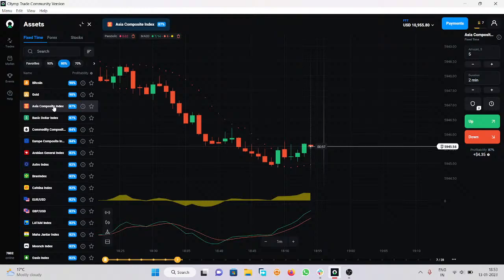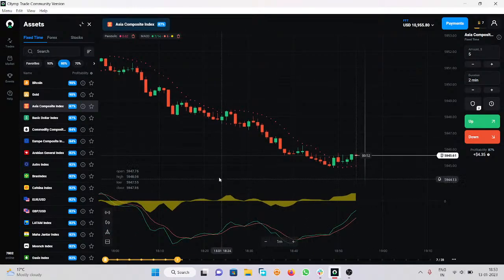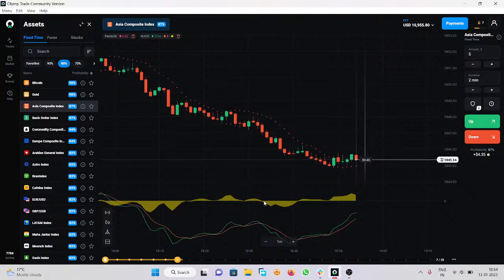Let's discuss the MACD. What is MACD? MACD is shown separately here: moving average convergence and divergence. MACD is basically a trend following momentum indicator which shows you the relationship between two moving averages of a security price. The two moving averages are 7 and 14. According to that, we have a signal line over here. The green line is called the MACD line, and the red line is called the signal line.